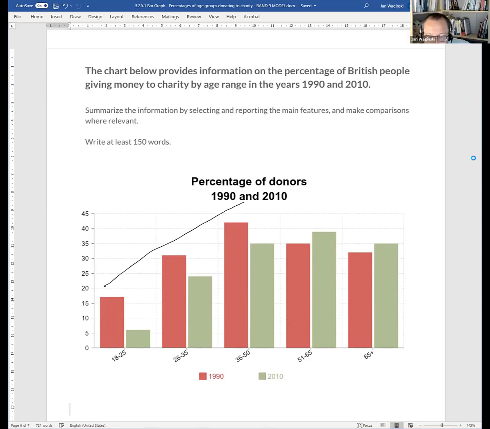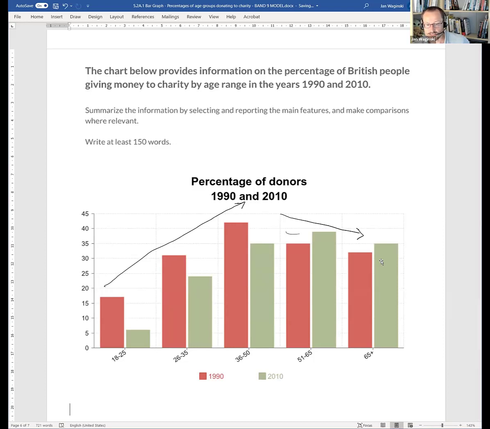And then? Hang on, we're not done. It went up, and then? Decreased. And then it went down. Yeah. So it went up until people got to 50, and then with the older groups, 51 to 65 and 65 plus, it decreased with age, above age 50.